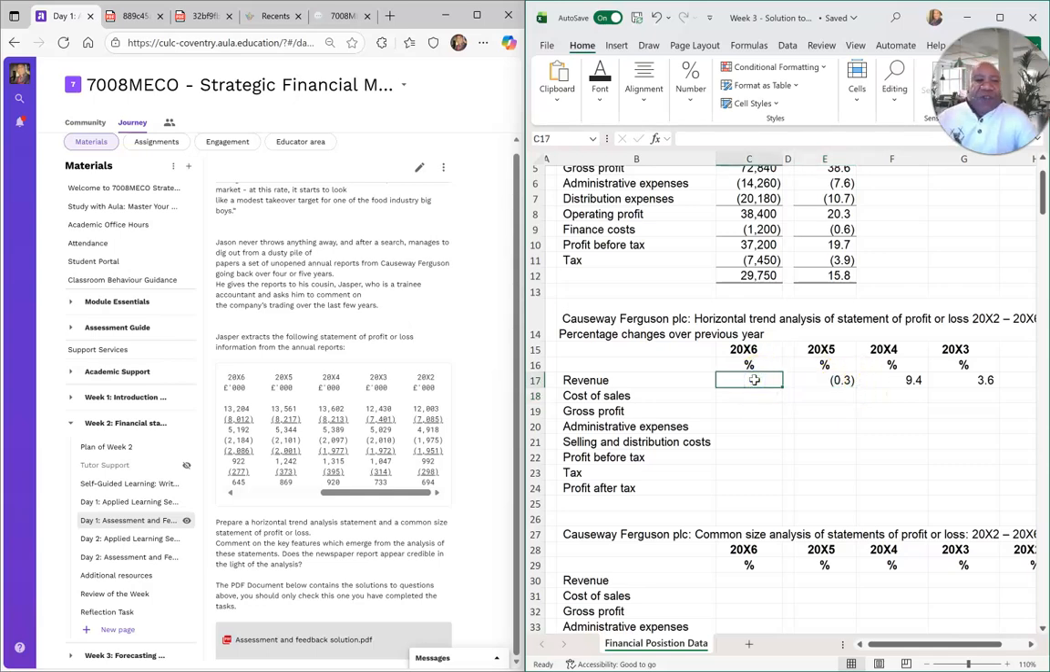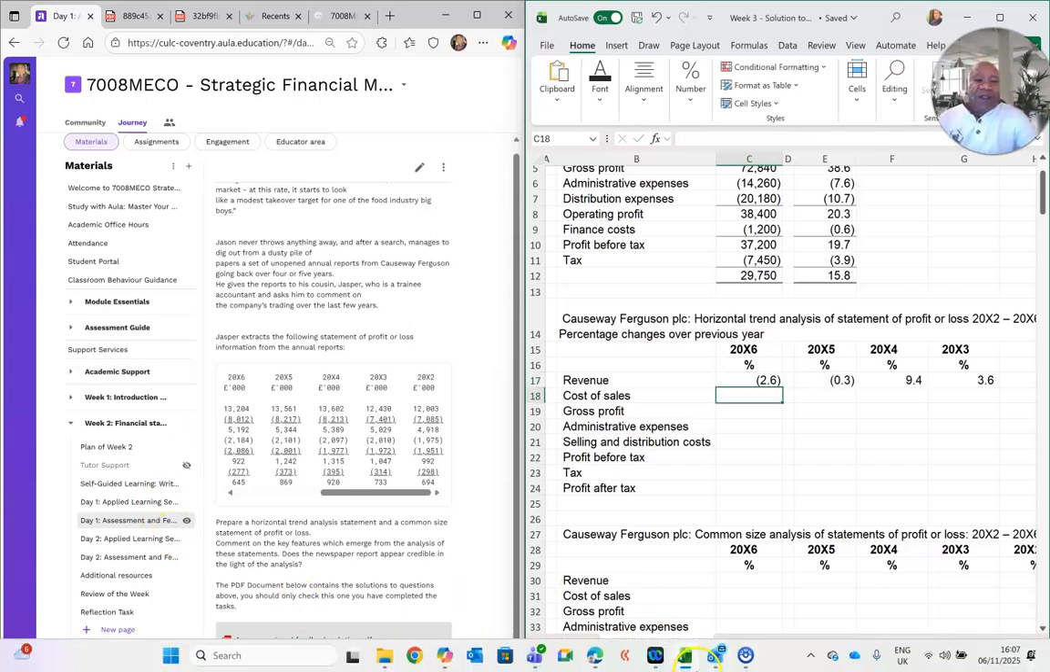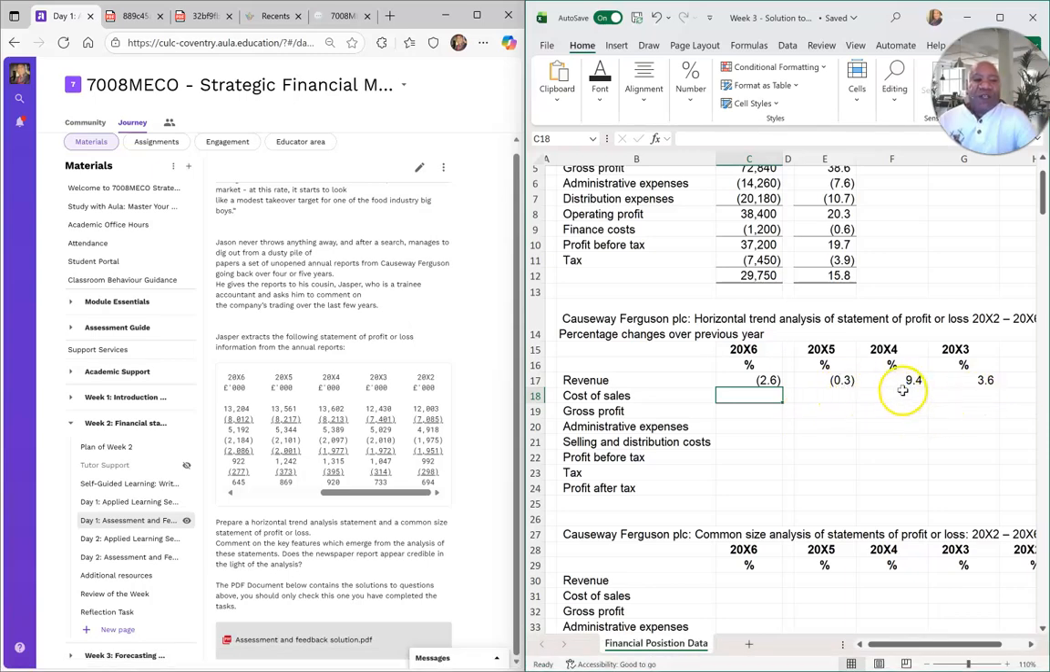And finally, for this figure, we take exactly the same, which is 20x6, 13,204. As you can see, there's also a reduction here, divided by 13,561 minus 1. And then we times that by 100. So basically, the sale is declining. It increased in 20x4, but it started to decline in 20x5 and 20x6. You can see the decline is getting bigger.